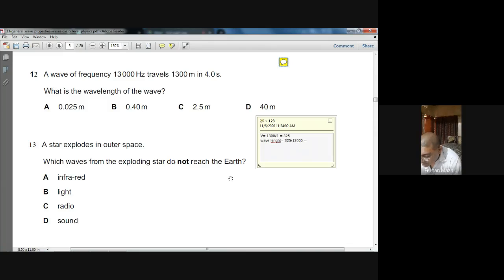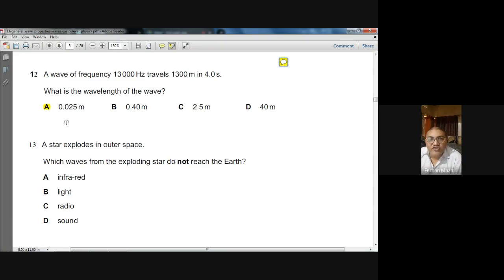I will do this calculation. 325 divided by 13,000. So the wavelength is 0.025 meter. So A is the choice. A is the right choice.